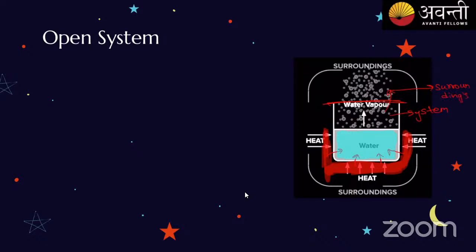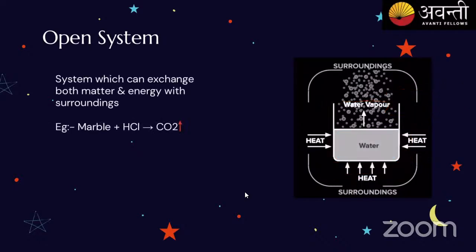Try to note down the definition. What is an open system? A system which can exchange both matter and energy with the surroundings. That is, it should have a possibility to exchange thermal energy or any other type of heat energy, and also it should be able to exchange matter between the system and surroundings. That will come under the first type of system, that is open system.